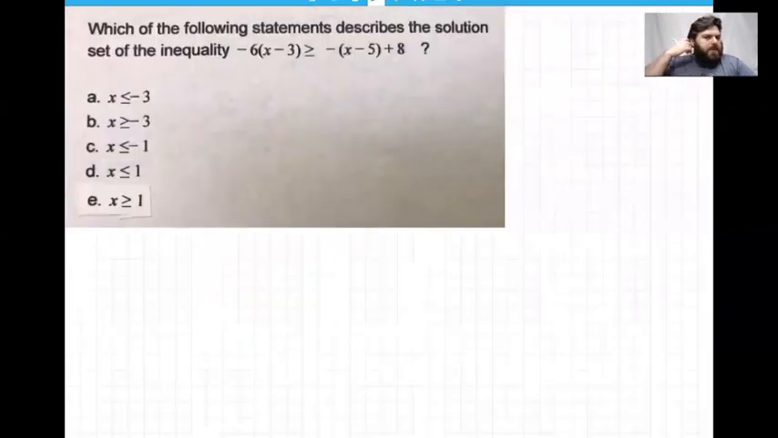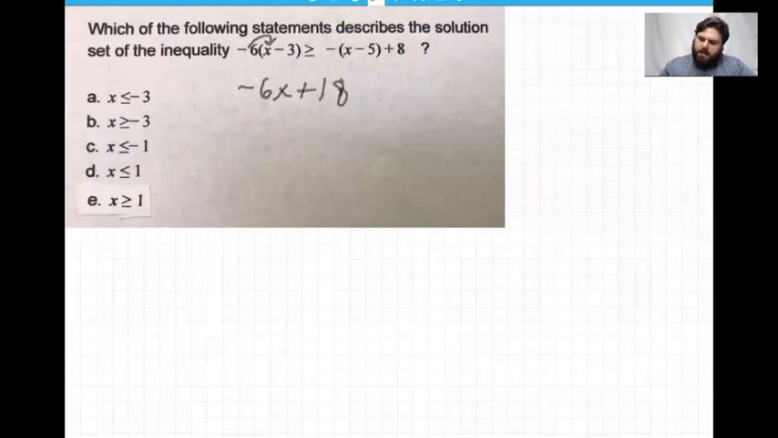All right, which of the following statements describes the solution set of the inequality? Okay, so this is a basic inequality that we just need to solve for x. So first thing I do is I distribute my negative 6. So I get negative 6x plus 18. Okay, those two negatives multiply to make a positive. That's greater than or equal to. I distribute the negative sign into both parts.